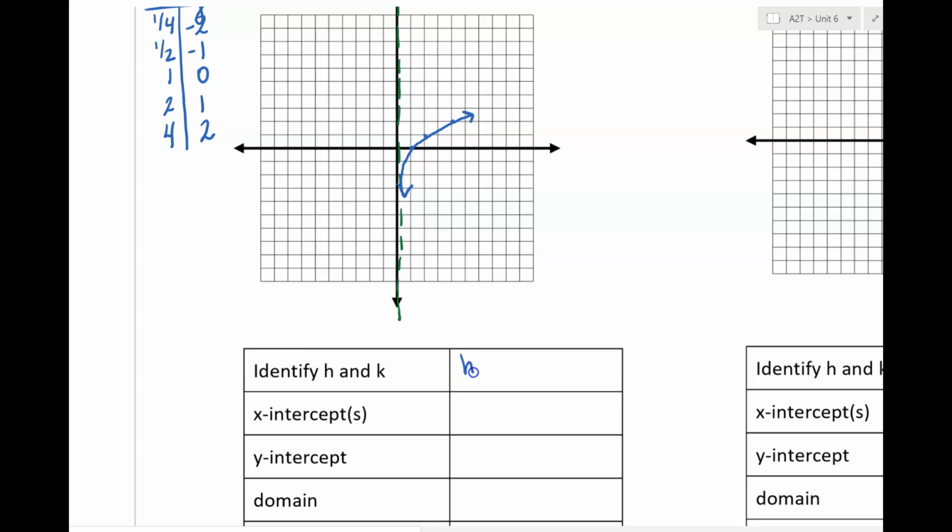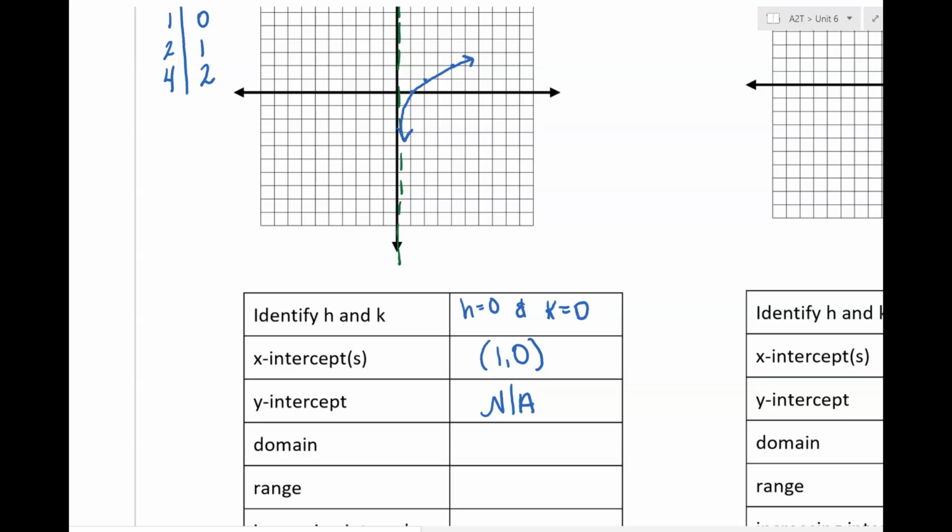Okay, so identifying h and k. H is 0, and k is 0. You can write it as a coordinate if you would like, but you don't have to. I'm fine either way. And then for the x-intercept, we see that it occurs at (1, 0). It's in our chart. So I'm going to put (1, 0). I like to do algebra, but I respect everyone's opinion. And then no, there isn't a y-intercept because, like we saw with the exponential but reversed, it was on the x-axis. Now it's on the y.